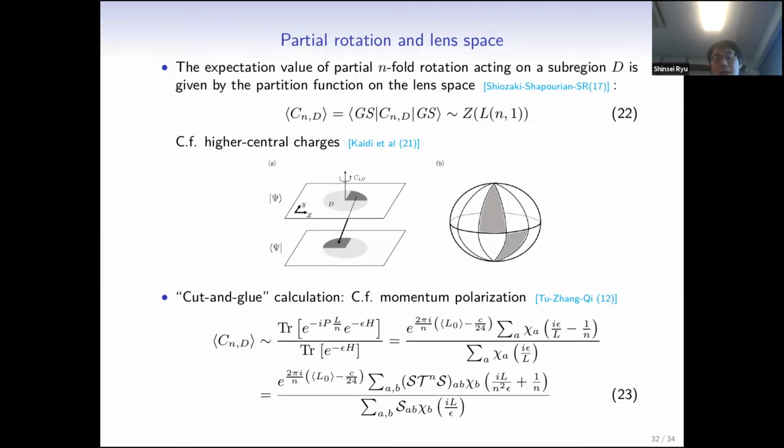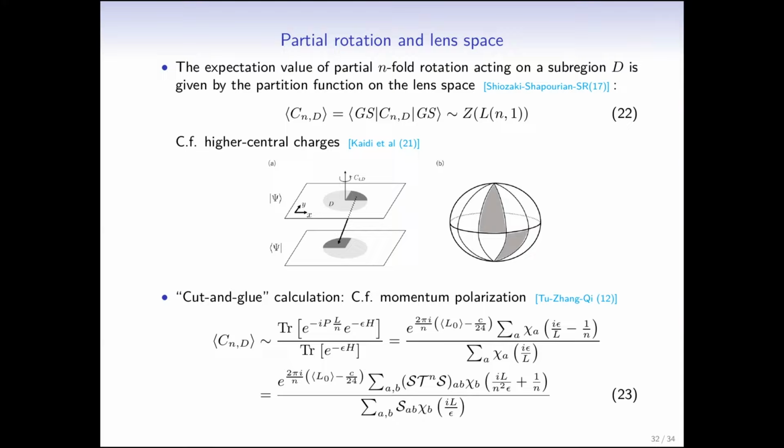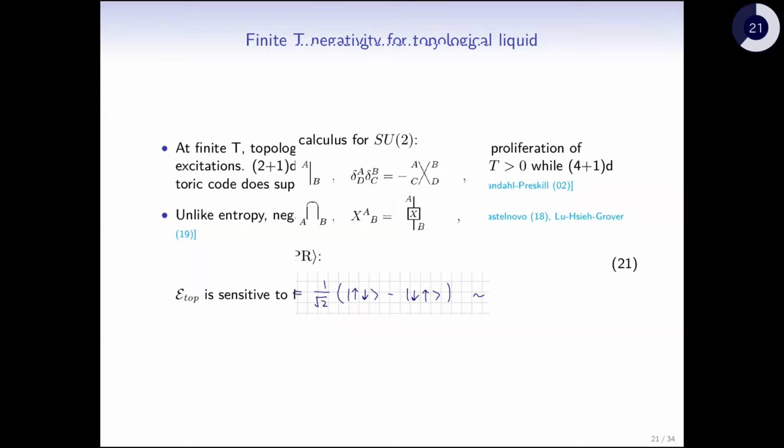Shinsei, I had a very quick question. At the very beginning with the replica technique, you had your partition function on the three ball bounded by S2. How did you get the S3 that you get at the end, the three sphere?